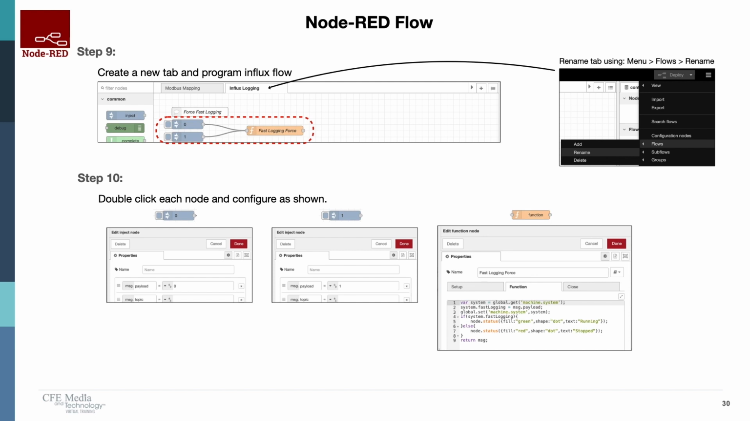And then we have to do a global set to push it back into the global list once we've edited that fast logging bit. And you can also use a node.status to create a visual indication right below the node when it's running to show what the current state is, which is also helpful when you're debugging.